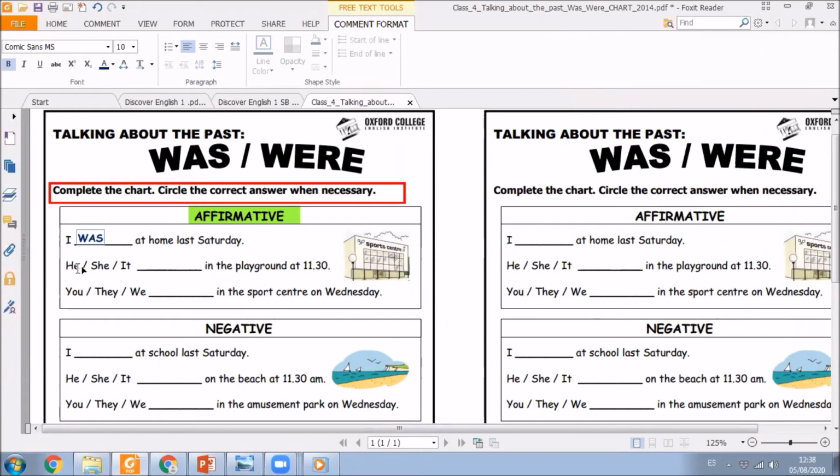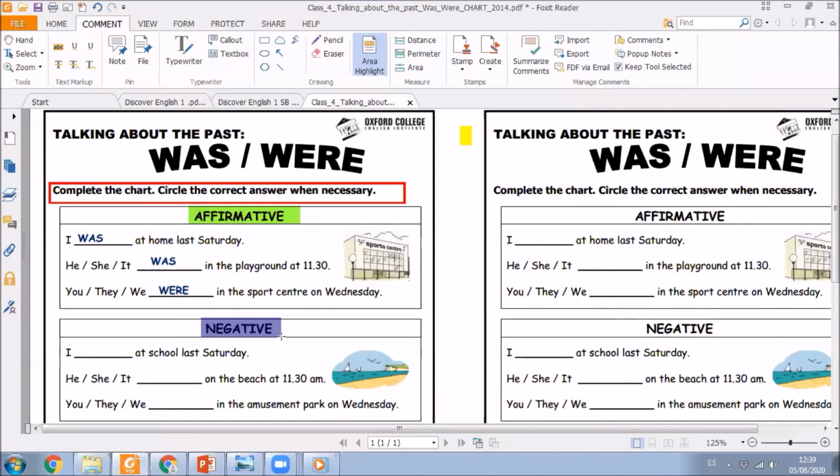Then what happened with he, she, and it? It's affirmative, so we have to say he, she, or it was, very good, in the playground at 11:30. You, they, we, here it changes, all right? So be careful. We are going to use were. You, they, or we were in the sports center on Wednesday. Okay, let's see the negative form now.